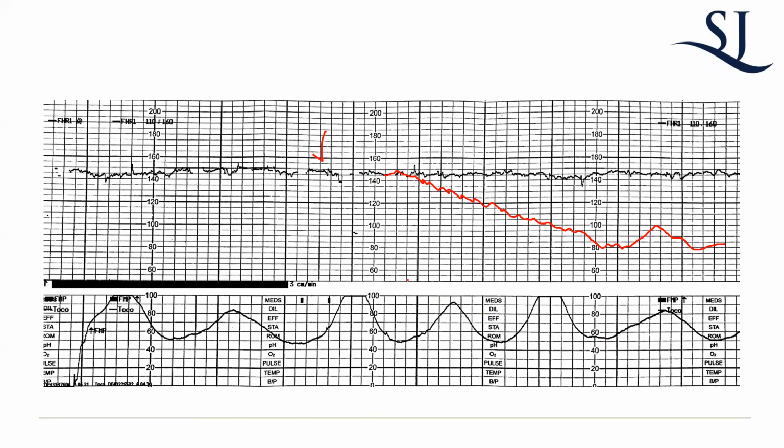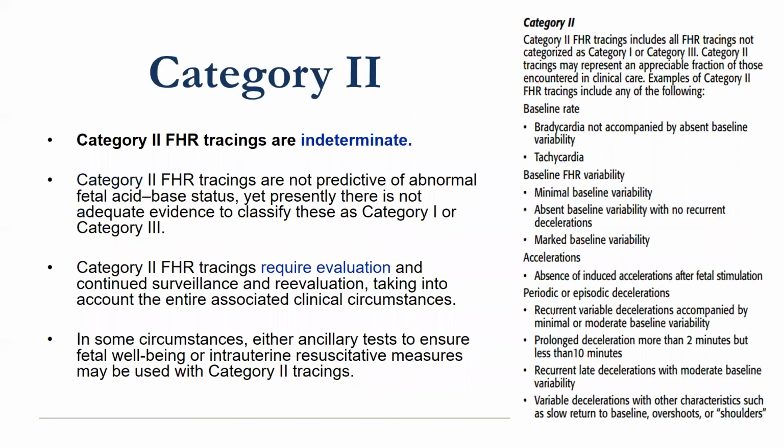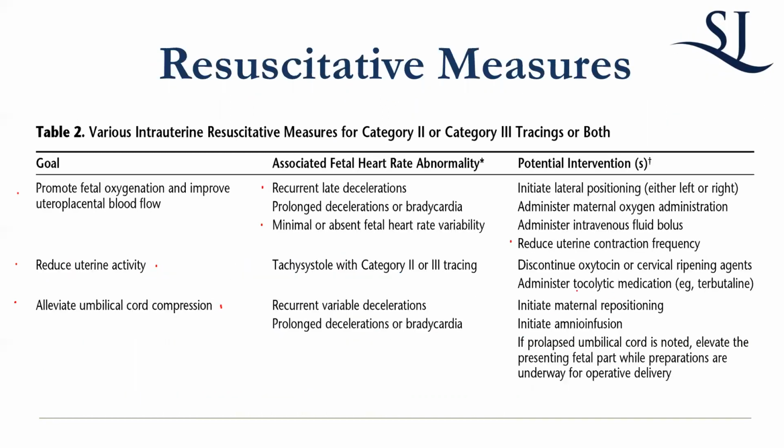And really the only way to do that is what? Does everybody know? Yeah, but how? Someone said it. Beta 2 agonist, right? What's it called? Yep, terbutaline. Yeah, see, it's even in this chart. When you're reducing the uterine activity, you want to administer your tocolytic, which is your terbutaline.